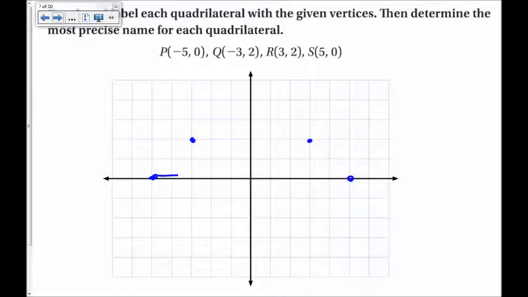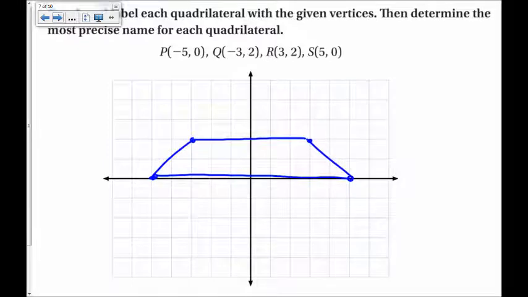Okay, if I draw this in, it looks very much like a trapezoid because these are parallel, and these look to be about the same length, and I could check it because it's over to, up to, and over to, up to, so it's the same. And it's an isosceles trapezoid.